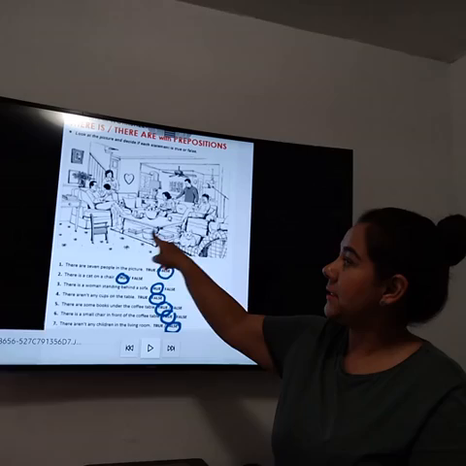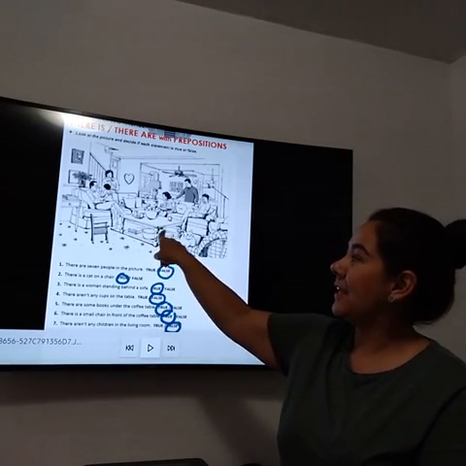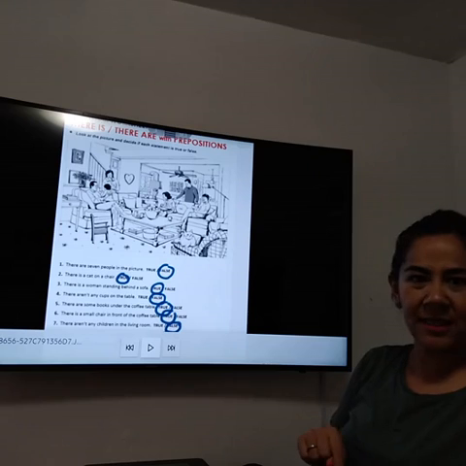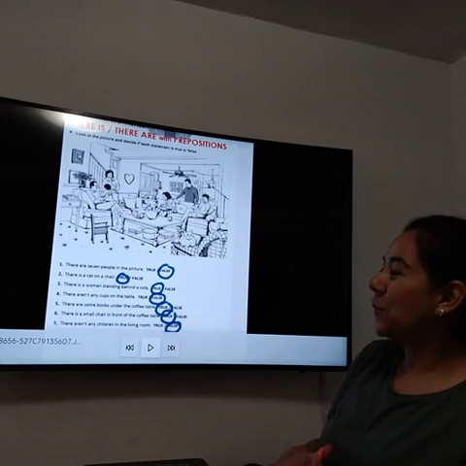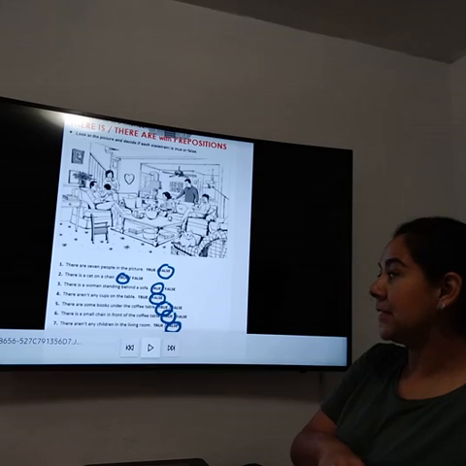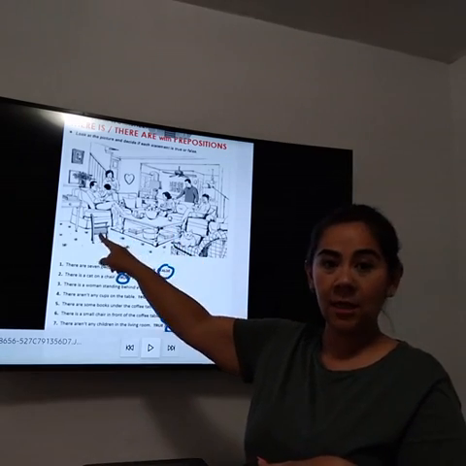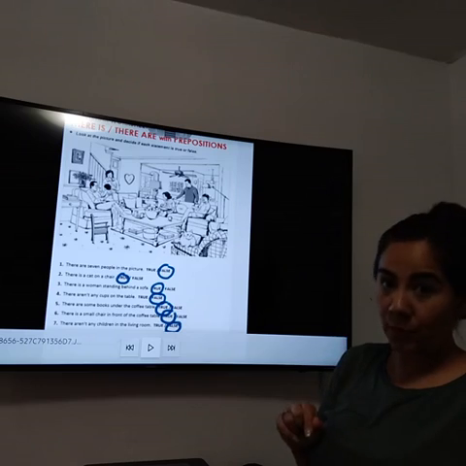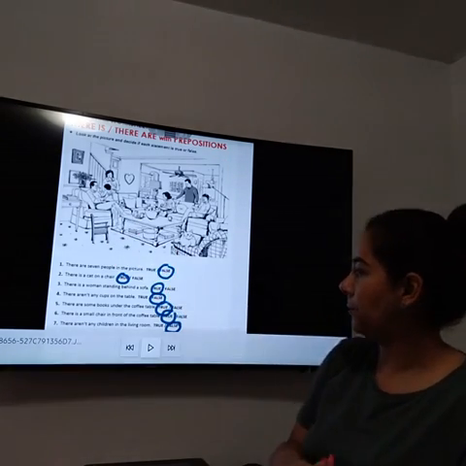We have the coffee table one more time. And under the table, I can see a briefcase and I think that's a book. What do you think? Is it a book? Okay, so the answer is true. Number 6, there is a small chair in front of the table. We have the table and this is a chair, but look at the chair. Is it big or small? It is small, right? So it is true because there's a chair in front of the table.